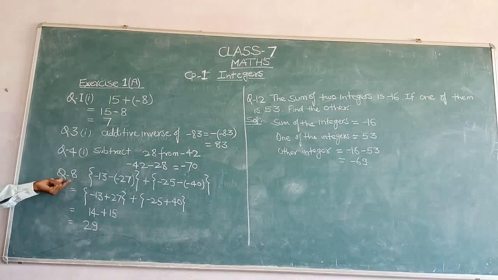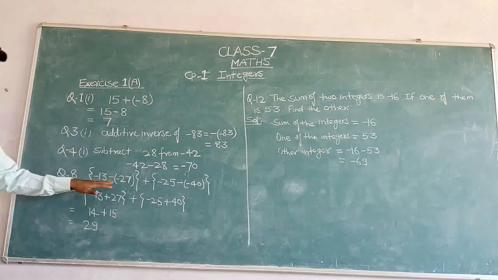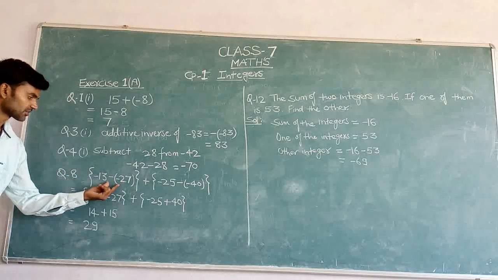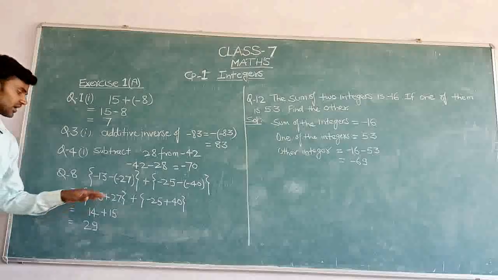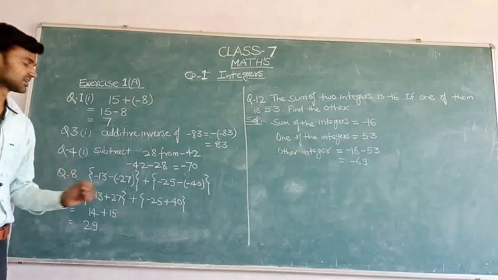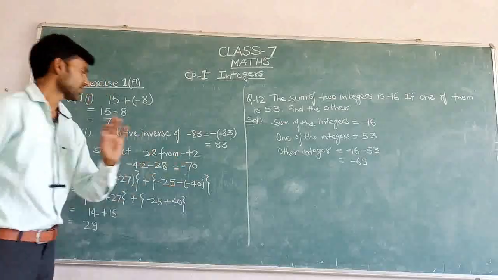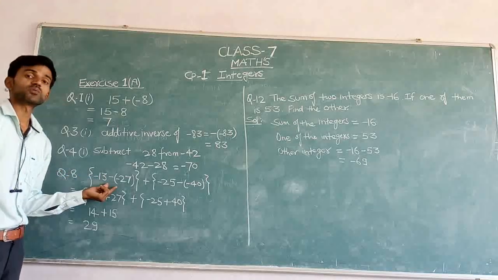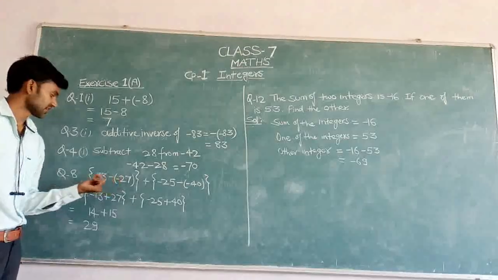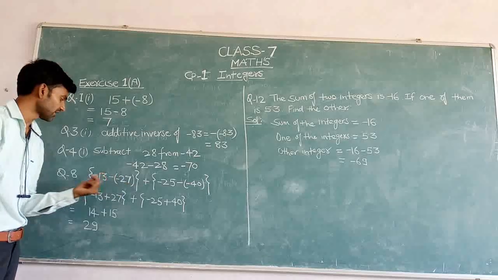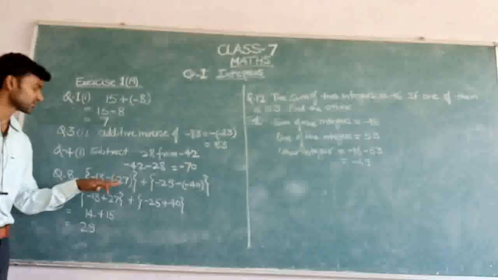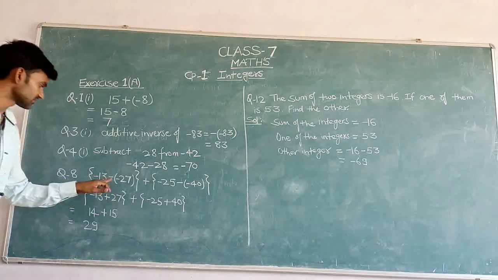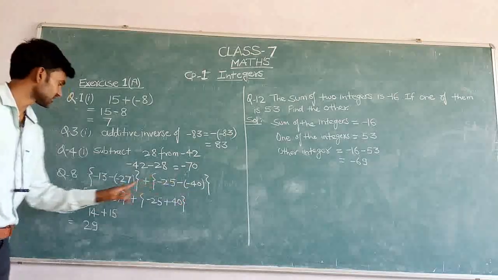Now come to question number 8. Here some integers are given in the form of brackets. So how to remove the brackets? You all know about the BODMAS rule. How to remove brackets? Here are two types of brackets, small and curly brackets. First, we remove the small brackets. So, in the first step, remove small brackets.